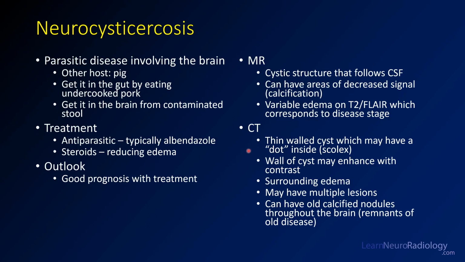Now, the common findings that you'll see on CT, you'll see tiny little lesions, many of which may have old calcified nodules. You may have some surrounding edema, and then the dot inside of the scolex. On MRI, they can be in sort of various stages, but sometimes you'll see that calcification. You'll also see variable edema on T2 and FLAIR.